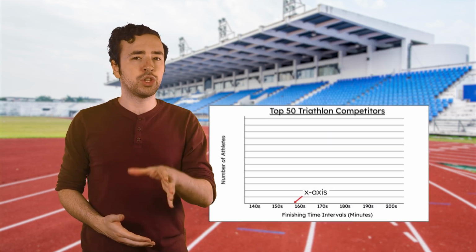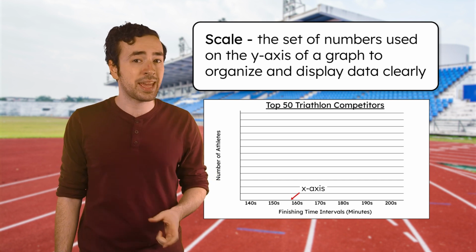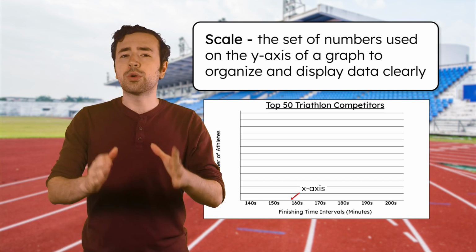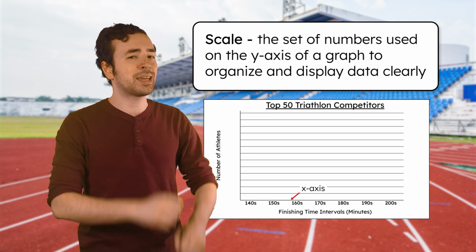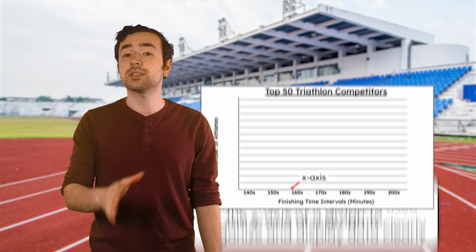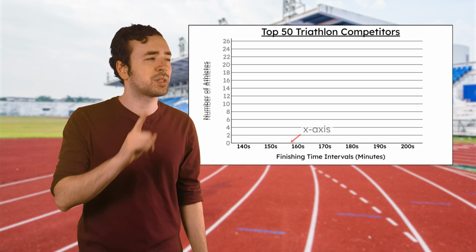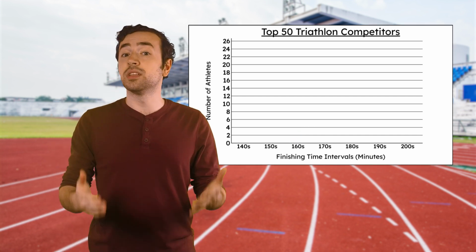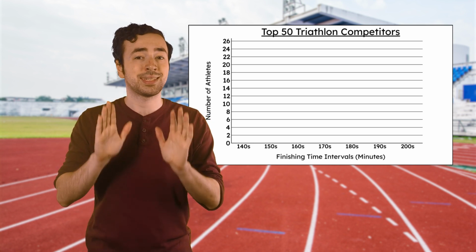This process of adjusting how we count along the y-axis is called choosing a scale. We're not changing the data, we're just deciding how to space out the numbers so we can fit all the information neatly on our graph. Because our tallest bar represents 25 athletes, we'll count by 2s to label the y-axis. That gives us enough detail to see small differences between categories while keeping things neat.